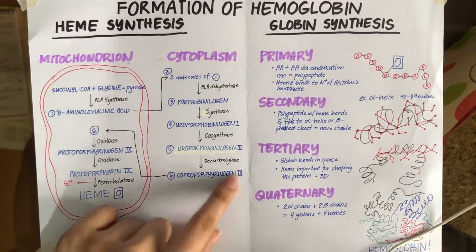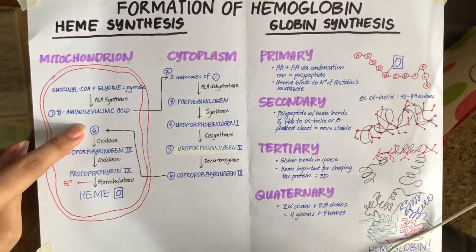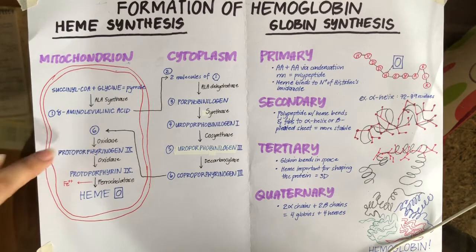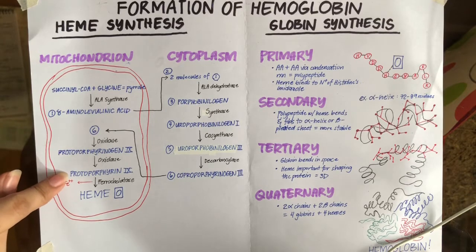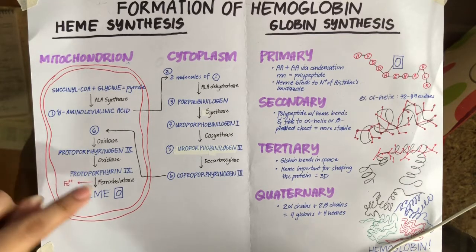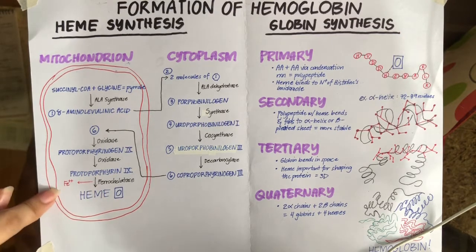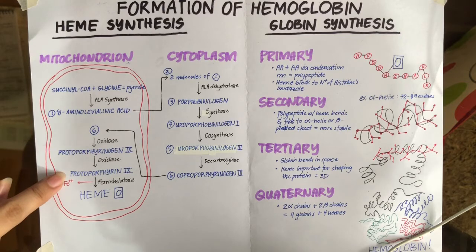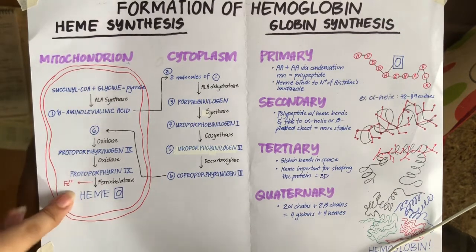coproporphyrinogen 3. This molecule will go back to the mitochondrion and will be oxidized by the enzyme oxidase to form protoporphyrinogen 9 and will be further oxidized to form protoporphyrin 9. Afterwards, an enzyme called ferrochelatase will help bind the ferrous ion to the protoporphyrin 9 in order to form a fully functioning heme.